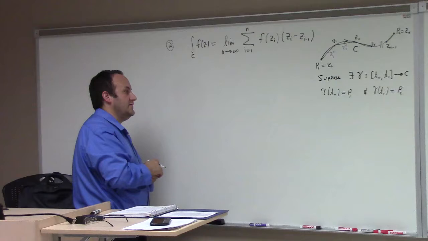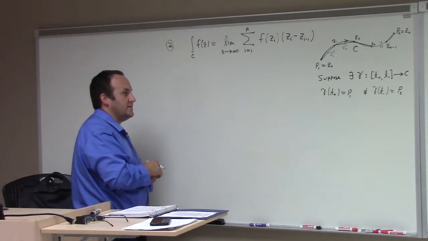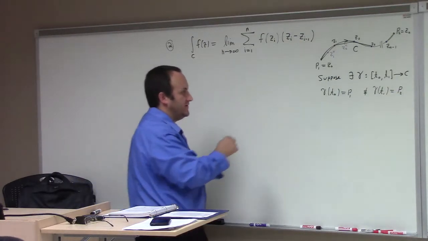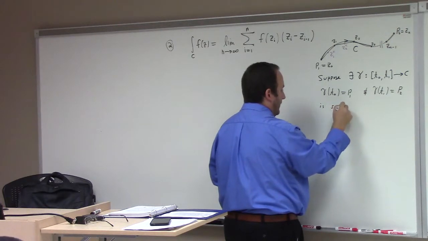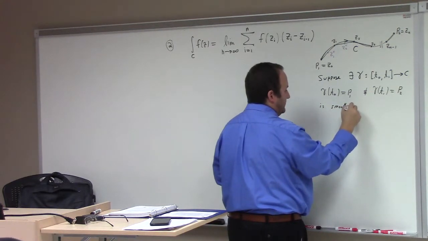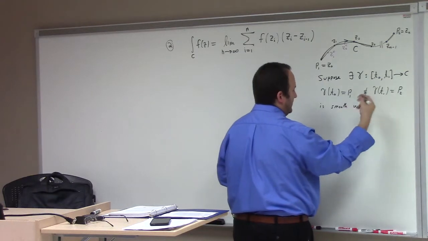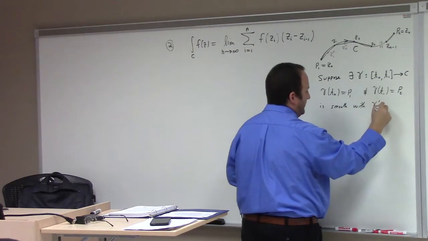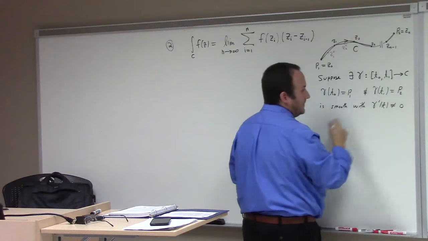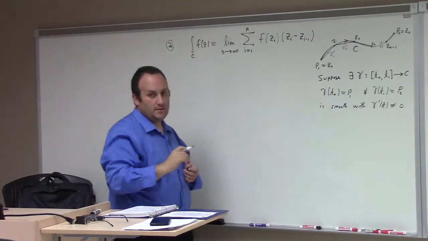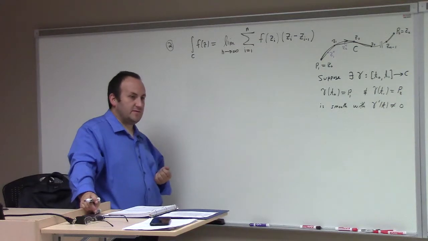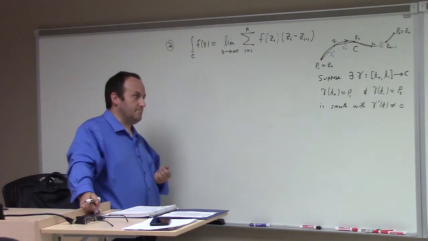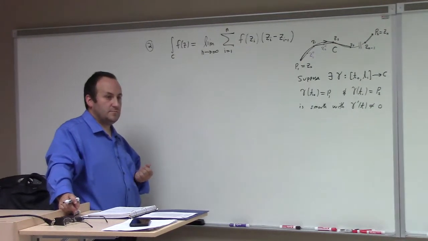Now, if that parameterization of the curve is smooth, and let's include in my meaning of that that gamma prime of t is not equal to 0. So I'm saying suppose that the derivative is non-zero along the whole curve.